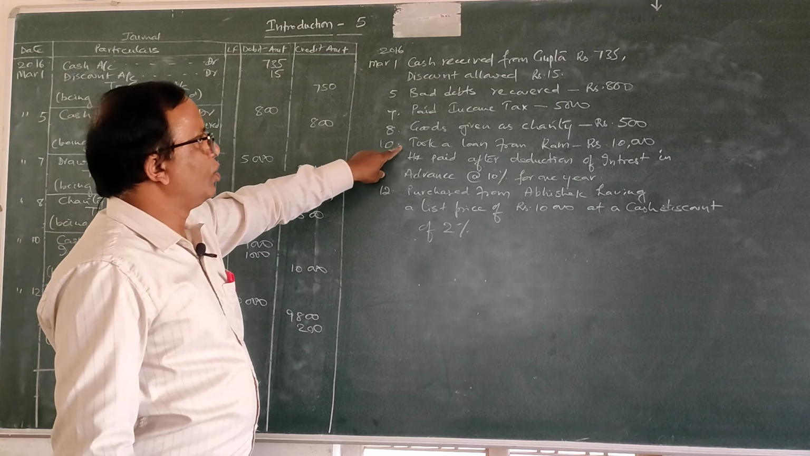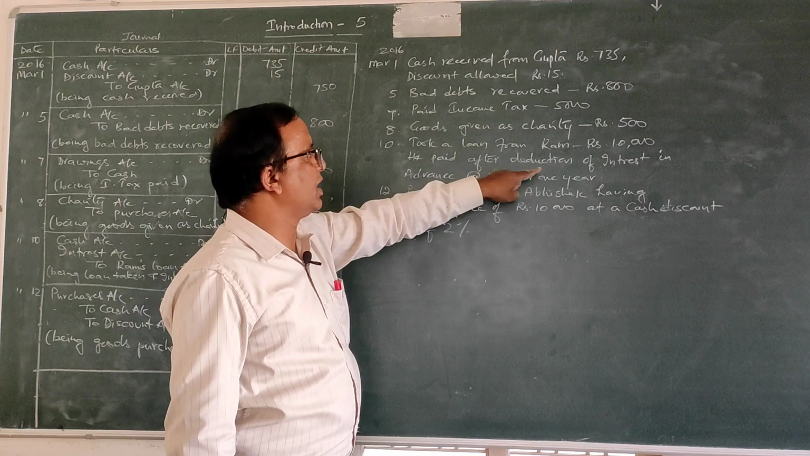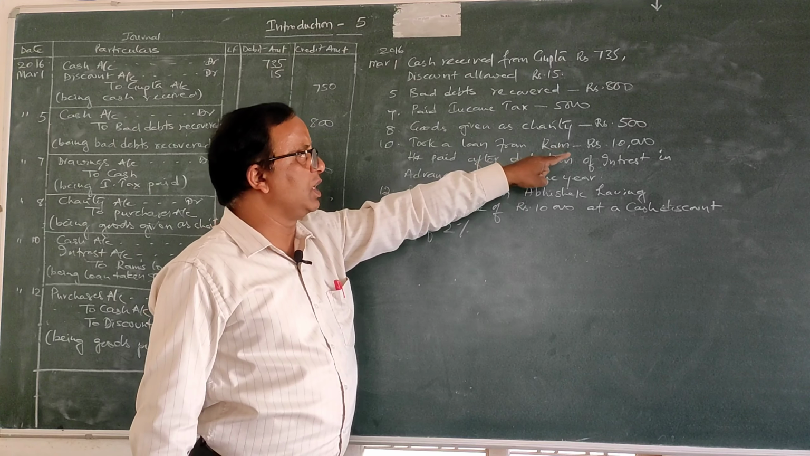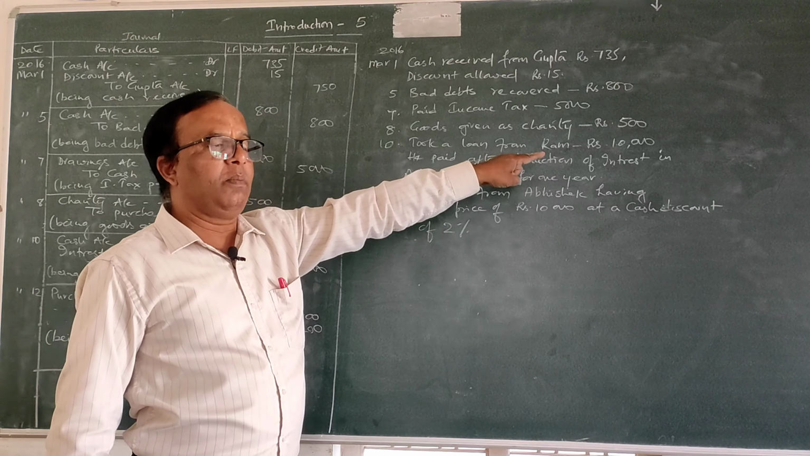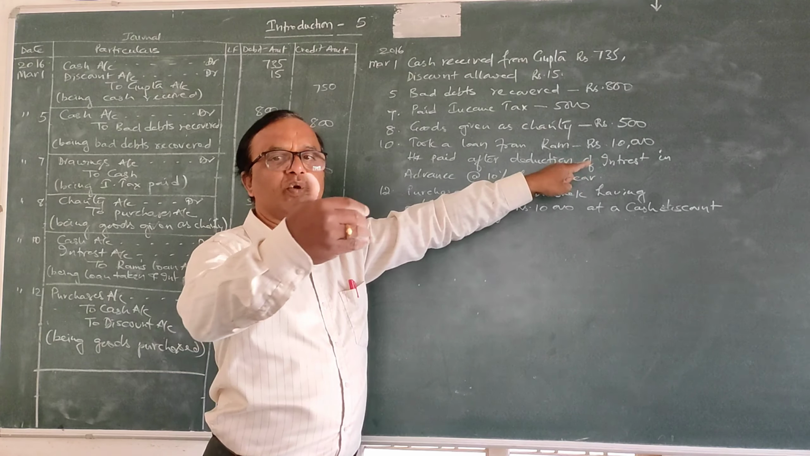Next one, took a loan from Ram for rupees 10,000. He paid after deduction of interest in advance at the rate of 10% for 1 year. That means 10,000 loan you have taken from Ram. Ram has deducted 10% interest for 1 year at source and the remaining amount only has been given to you.